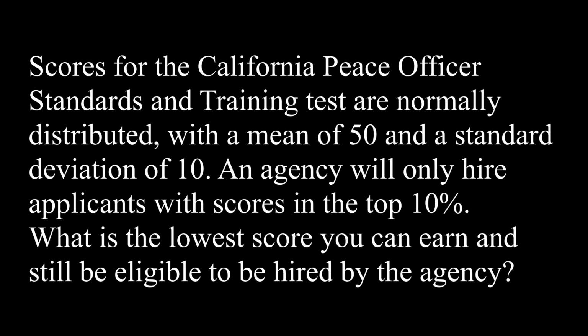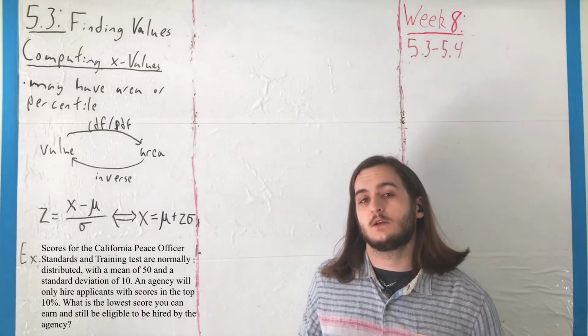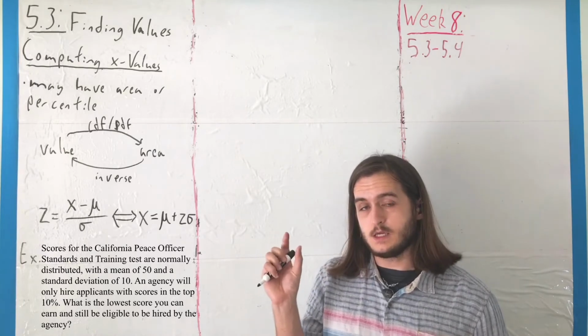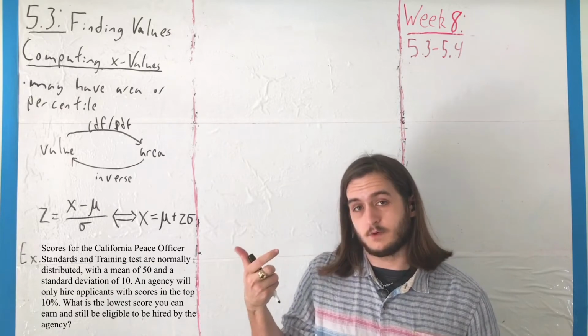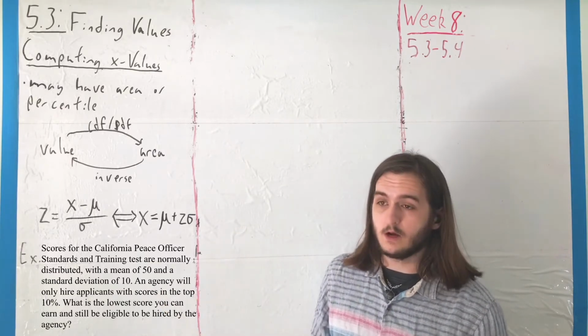that probably has a bit more scrutiny than it may have in the past, or maybe it needs a bit more scrutiny. But anyway, what we want to do is determine the lowest score you can earn and still be eligible for hiring. So, first thing we want to do here is understand that with this example, saying we want the cutoff for the top 10% is the exact same as saying we want the 90th percentile. We want to know what value has 90% at or below it.